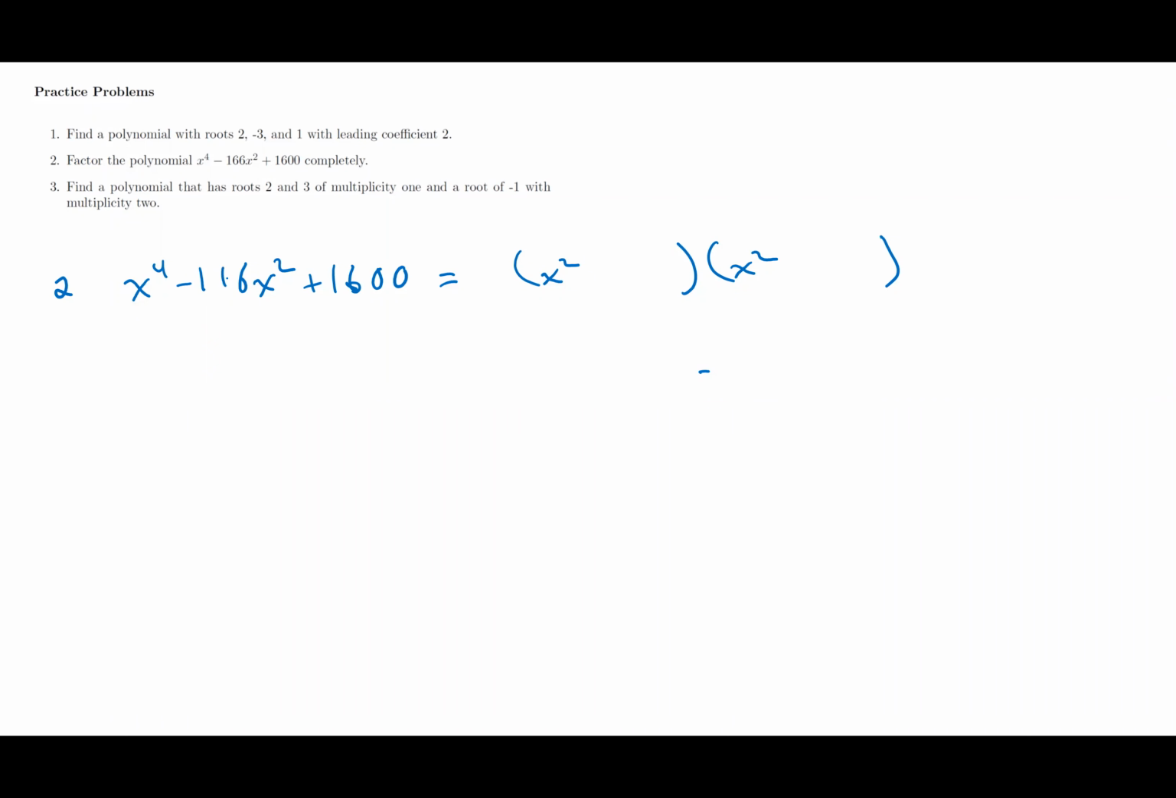Sorry, guys, you know what? That needed to be a 116. Real-time editing here. All right, so that should be 116x squared. So we have x squared minus 16 and x squared minus 100. And now we can keep factoring. X squared minus 16 is x plus 4 times x minus 4. And x squared minus 100 is x plus 10 times x minus 10. Okay?